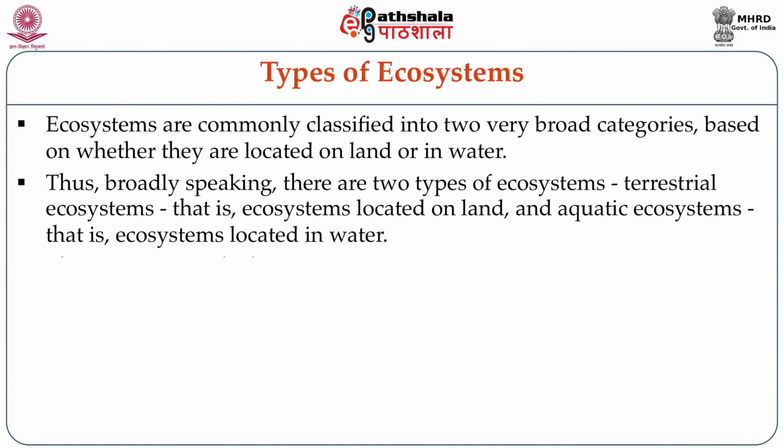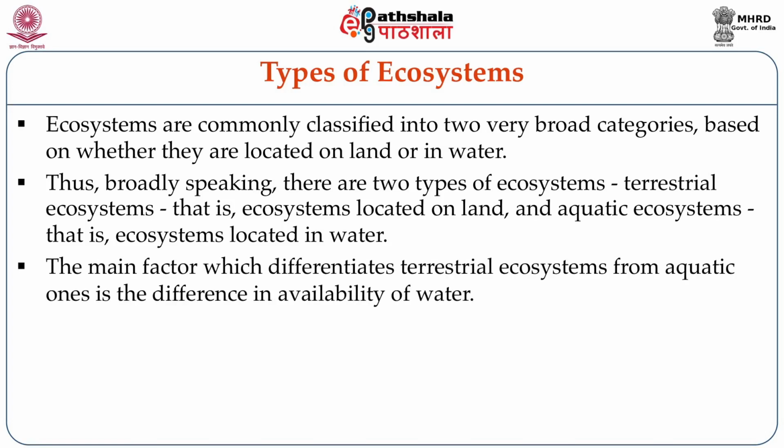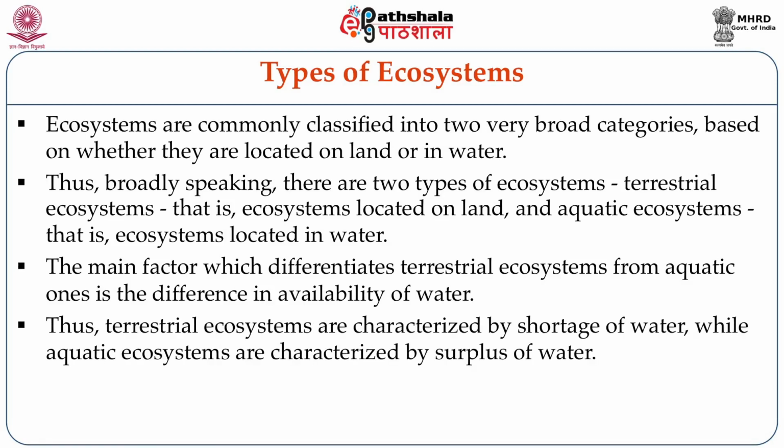Now, we look at some classification of these various ecosystems. Very broadly speaking, there are two ways of categorizing or classifying these ecosystems. One is based on land, the terrestrial ecosystem, and two, one based on water, the aquatic ecosystem. The main factor which differentiates terrestrial ecosystems from aquatic ones is the difference in availability of water. Thus, terrestrial ecosystems are characterized by shortage of water, while aquatic ecosystems are characterized by surplus of water.